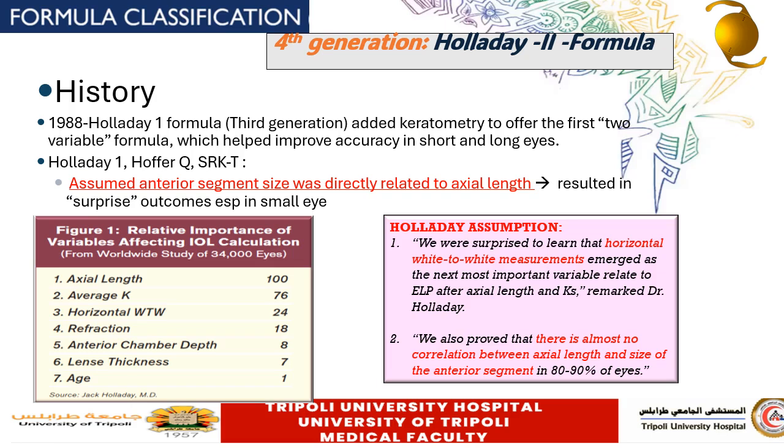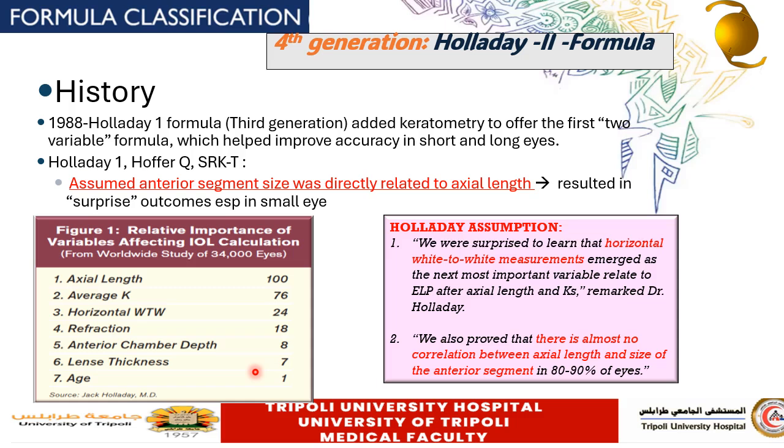As a result of this, Holladay made an upgrade of the Holladay 1 formula by adding other variables. Another 5 variables were added, so a total of 7 variables is used in the Holladay 2. They claim that this has led to much improvement in the calculation and prediction of postoperative IOL power. It was one of the first to introduce the principle of white-to-white diameter.